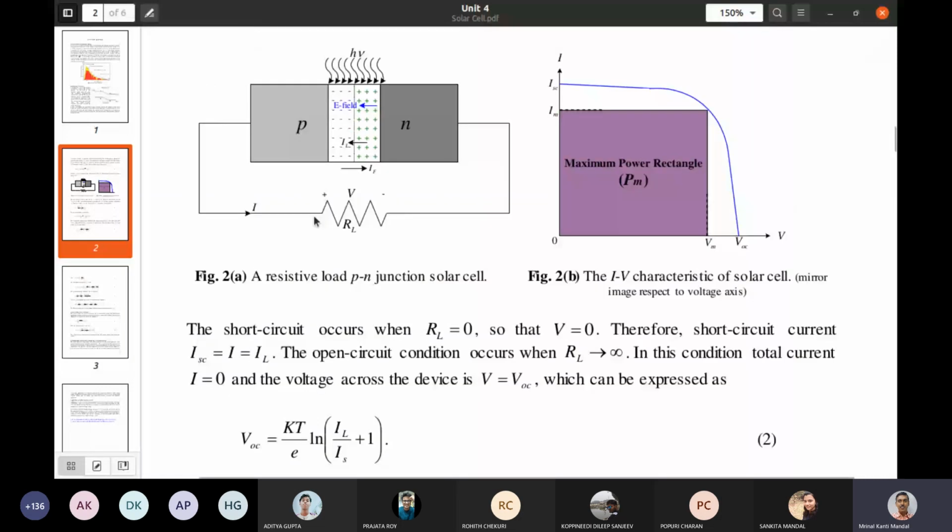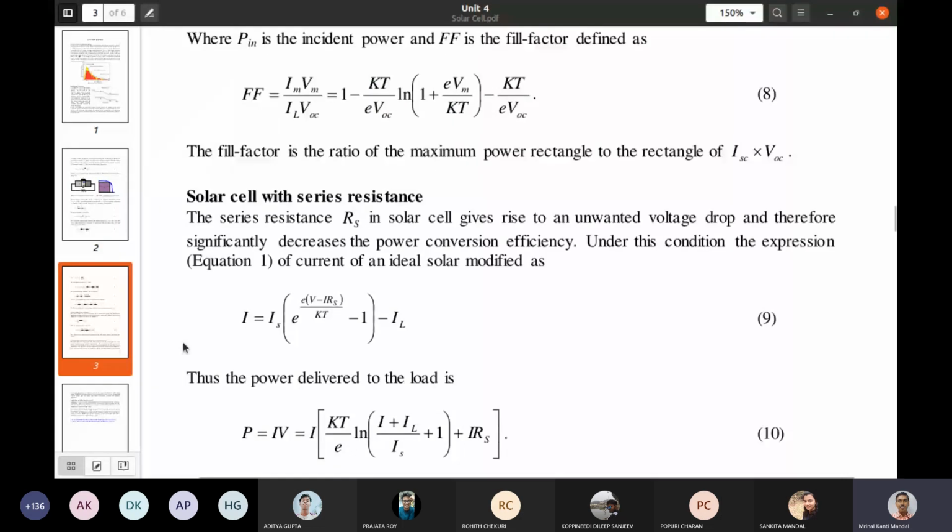So in the presence of some series resistance, what will happen? The current will take the form I equal to Is e to the power E(V minus IRS) divided by KT. That means when some resistance is present, it will produce some voltage drop. That drop should be taken into account, and when series resistance is present, the expression of current takes this form.